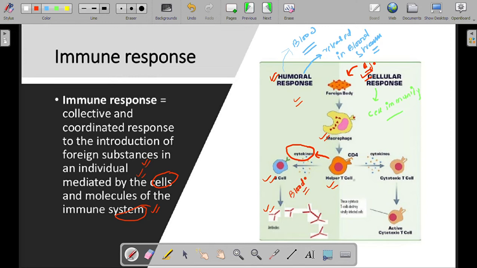And in case of helper T cell, activating cytokines go to the cytotoxic T cell, this activates the cytotoxic T cell, and this kills the viral infected cell. Okay, so these are the two types of immune response, and these are the cells involved in each type of immune response, and this is the major difference between the humoral and cellular response.